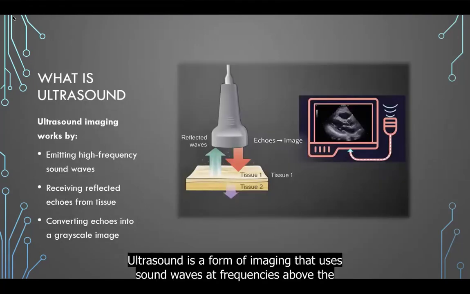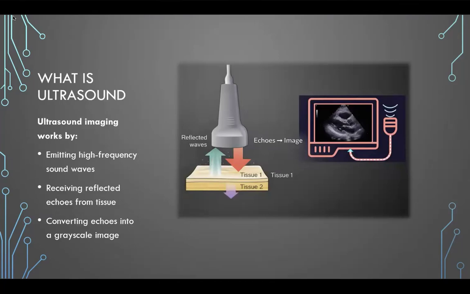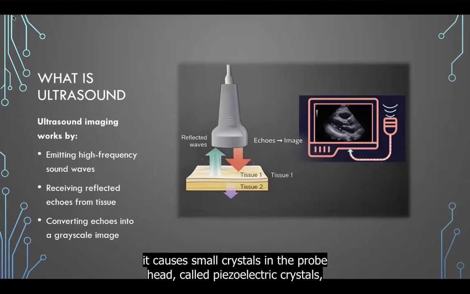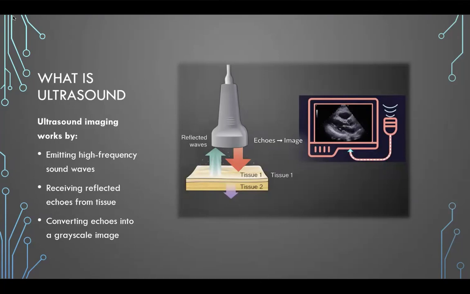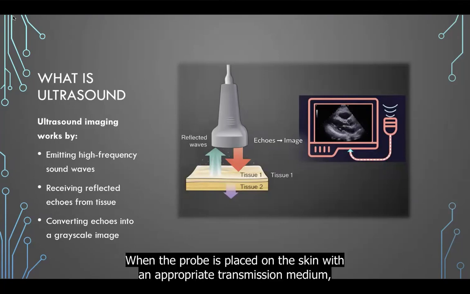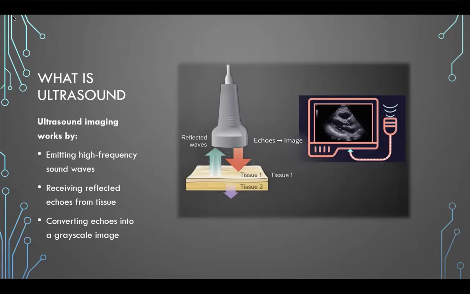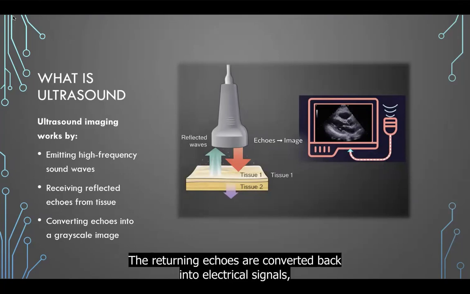Ultrasound is a form of imaging that uses sound waves at frequencies above the range of human hearing. When an electrical current is applied to the ultrasound probe, it causes small crystals in the probe head, called piezoelectric crystals, to vibrate. When a probe is placed on the skin with an appropriate transmission medium, these waves travel into the body, penetrate deeper tissues, and are reflected toward the probe as echoes. The returning echoes are converted back into electrical signals, which the ultrasound machine processes into a grayscale image.